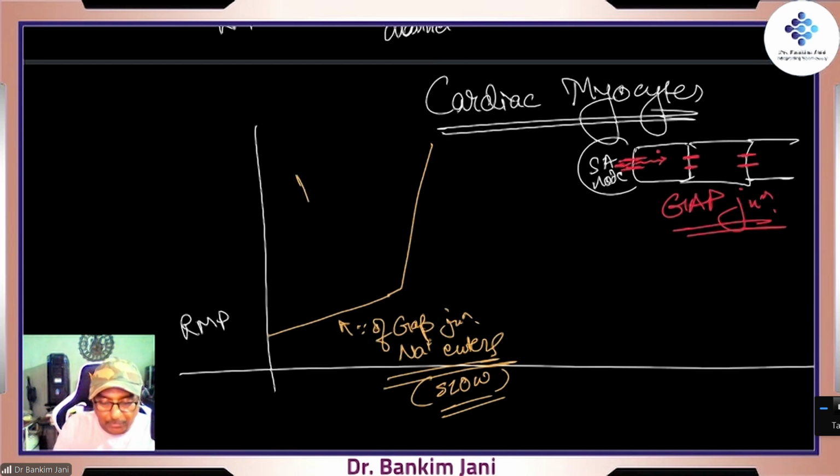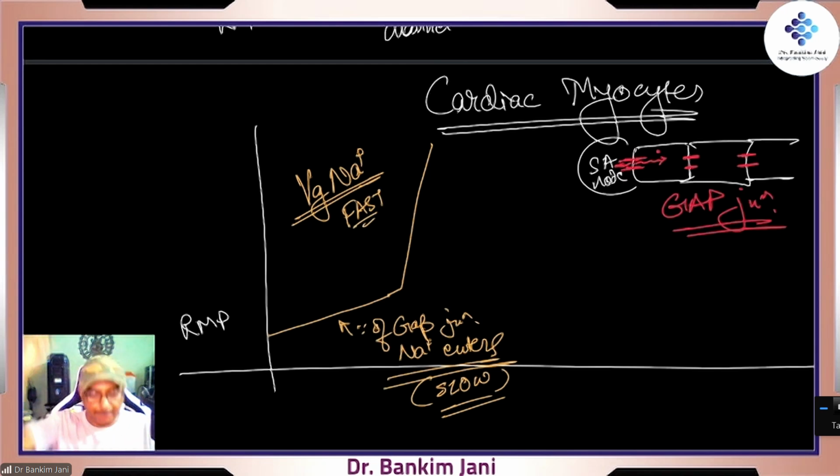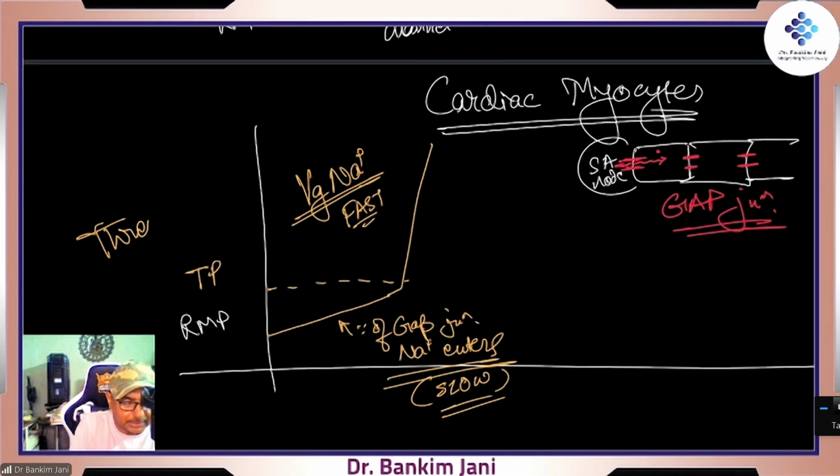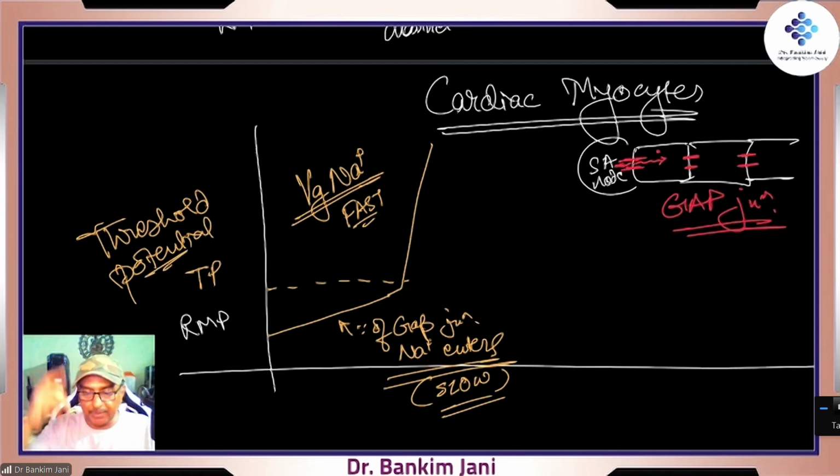This is because of voltage gated sodium channels, and these are fast channels. Then it can spike, right? So this will be our TP, or the threshold potential. It is called the threshold potential. At this number, sodium channels open, but at this peak, sodium channels close. Their function is over.